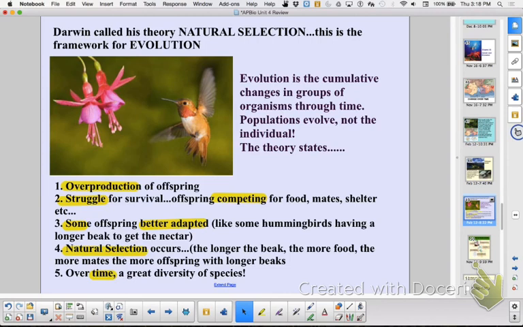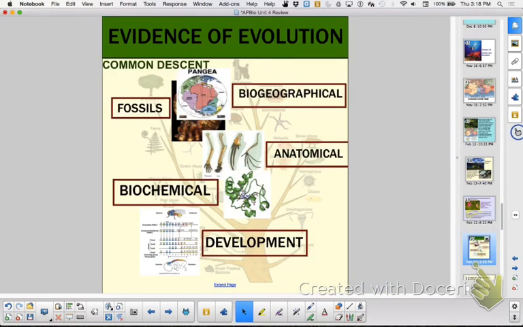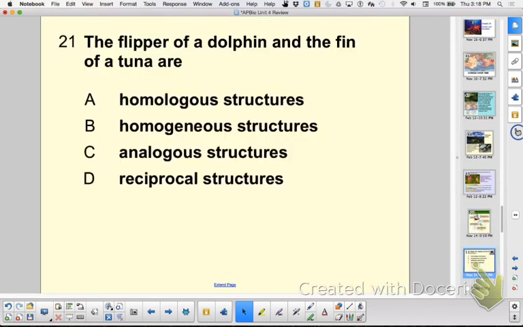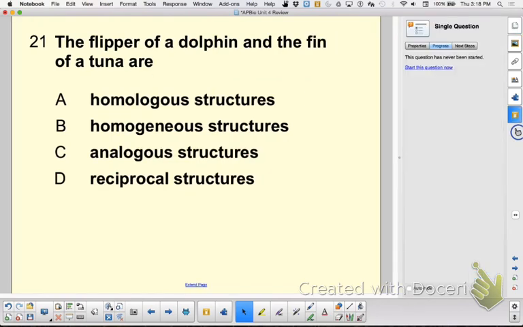All right? And then we looked at evidence for evolution: fossils, biogeographical, anatomical, biochemical, development. So you want to look through those because that's recent, so I expect you to know that a little bit better. Okay? Here, let's just answer this.